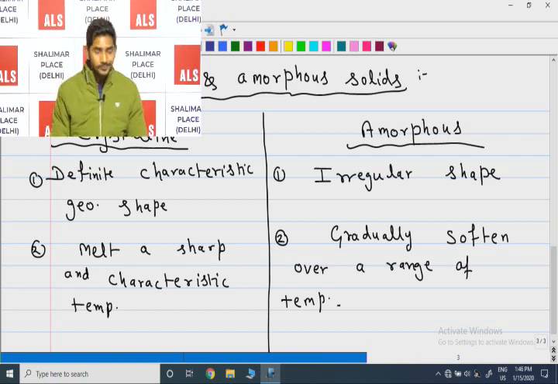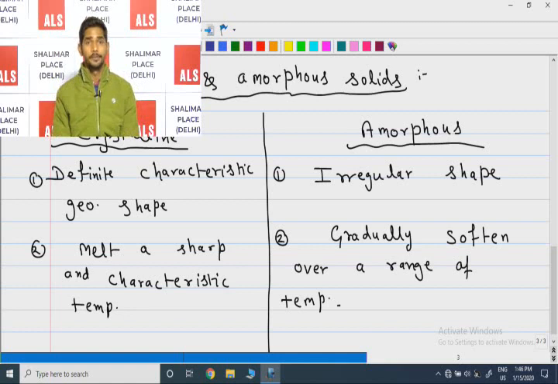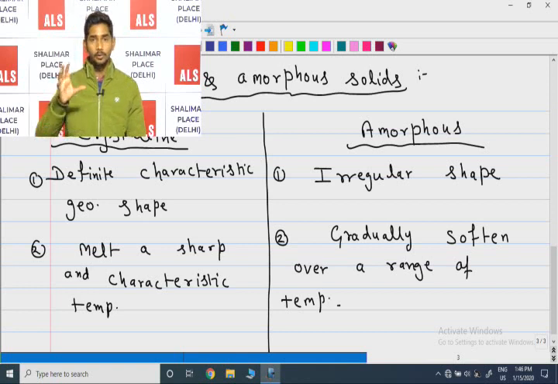Okay, good. The second point says that crystalline solids melt at a sharp and characteristic temperature, whereas in the case of amorphous solids, it is not true. What is the meaning of this point? If you talk about any crystalline solid, suppose its melting point is 200 degrees Celsius. So what will happen at 200 degrees Celsius? All the crystals will melt. Whereas in amorphous solids, there is not a specific temperature. It actually varies, or we can say it is present over a range of temperature.